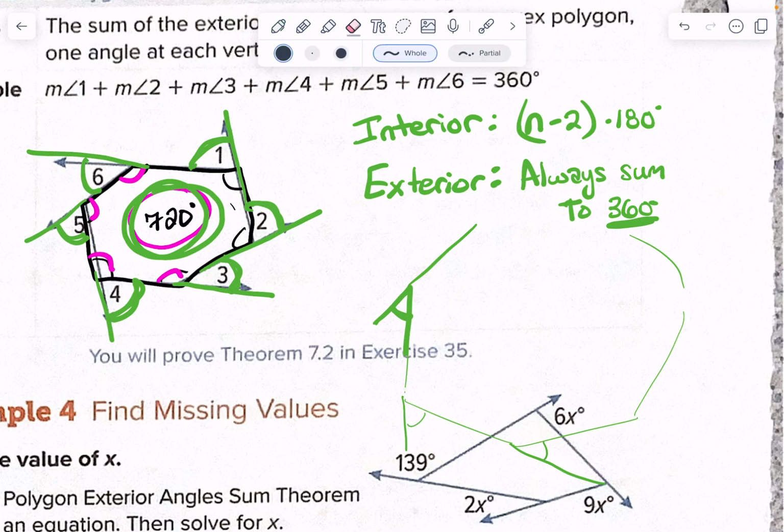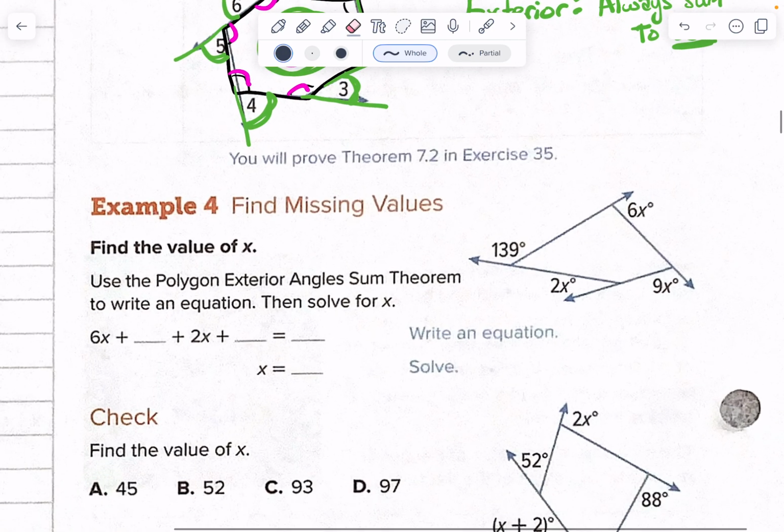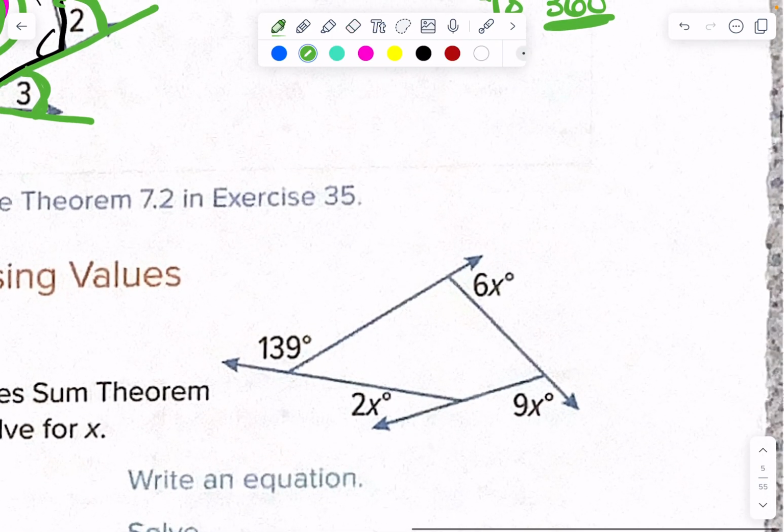All right, so let's look at some examples down here. They're going to have us calculate some stuff. Find the missing values. Find the value of x. So this is a quadrilateral. We have 4 sides: 1, 2, 3, 4.